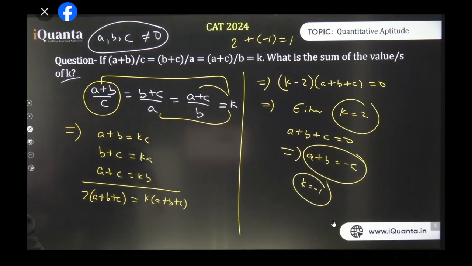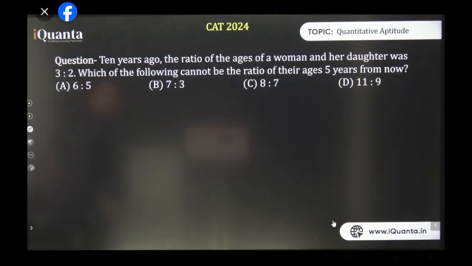Very good. You saw, you got a little time and everyone did it on their own. Next, 10 years ago, the ratio of ages of a woman and her daughter was 3:2. Which of the following cannot be the ratio of their ages 5 years from now?